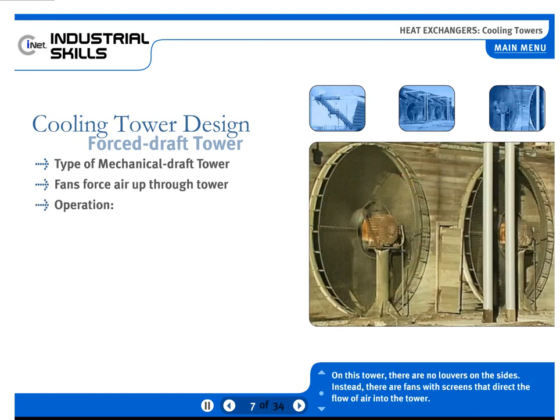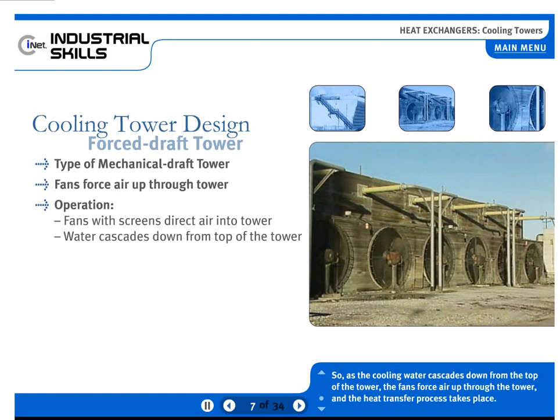On this tower, there are no louvers on the sides. Instead, there are fans with screens that direct the flow of air into the tower. So, as the cooling water cascades down from the top of the tower, the fans force air up through the tower and the heat transfer process takes place.